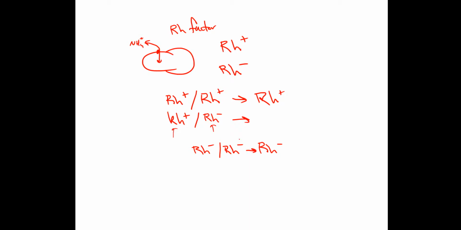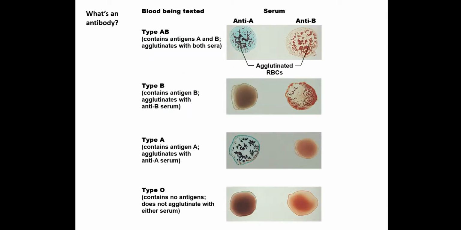Okay? And why is this important? Well, again, just like with the A and the B proteins, there are antibodies for the Rh, right? So if you don't have the Rh factor, if you're Rh negative, that means your immune system will have an antibody somewhere that binds to it. There's an Rh antibody. Okay? Now, why is this so important?